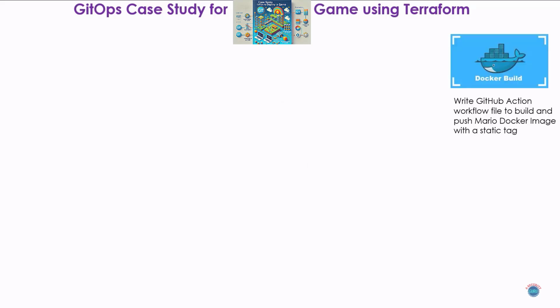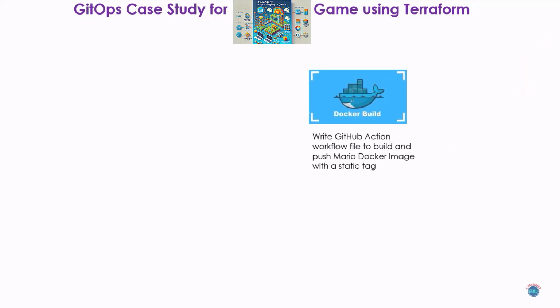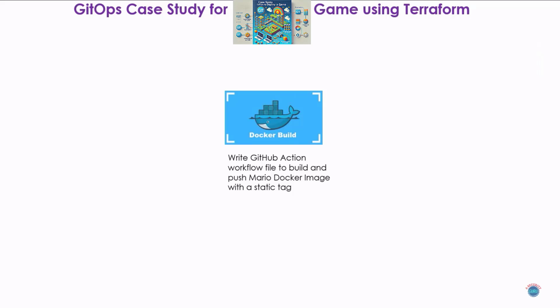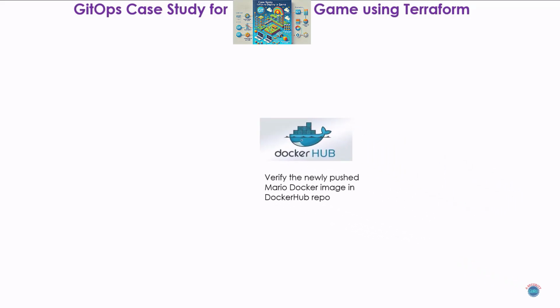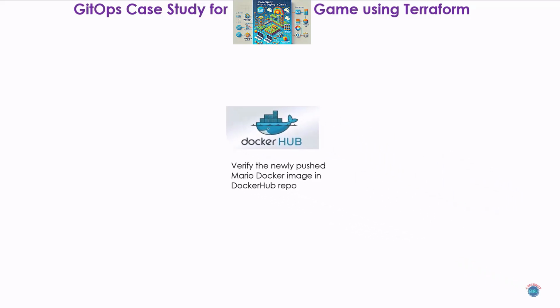As a next step, we will start Dockerizing our Mario game and we will build and push Mario Docker image to Docker Hub. As the initial steps, we will use a static tag to generate the Mario Docker image and will build and push that image to Docker Hub. We will also verify it in Docker Hub that our Mario Docker image has been successfully pushed or not.